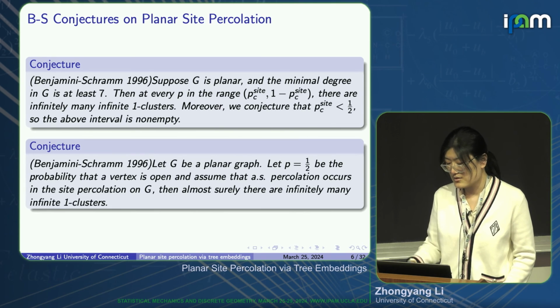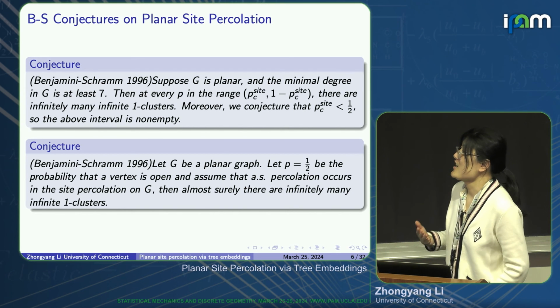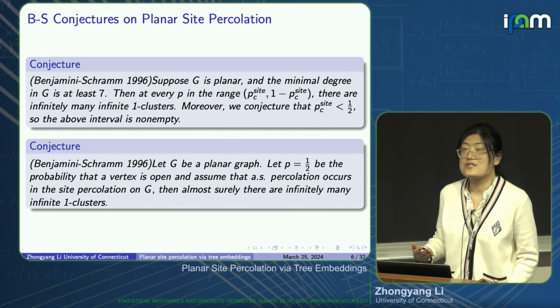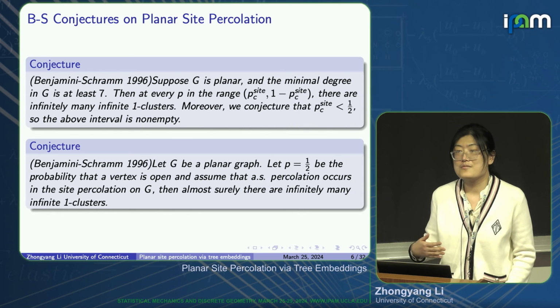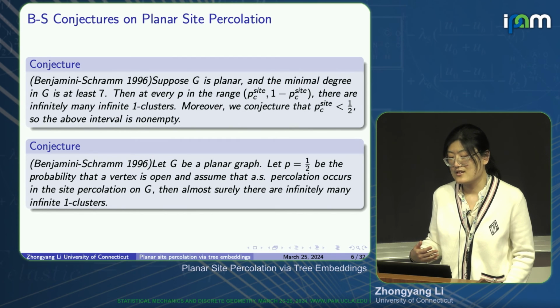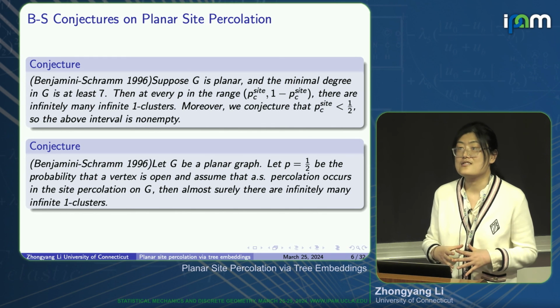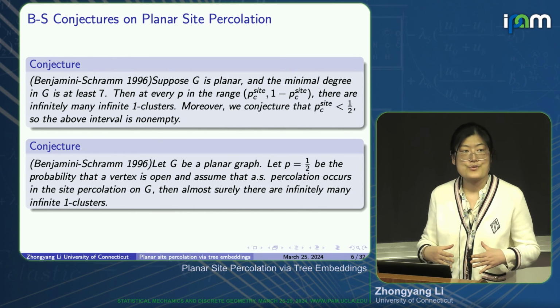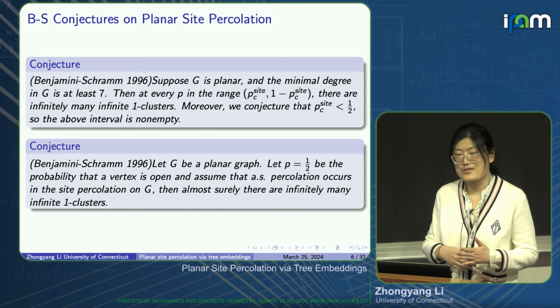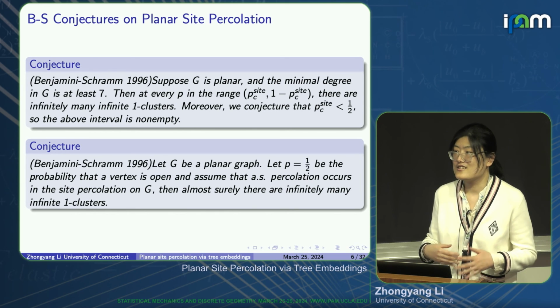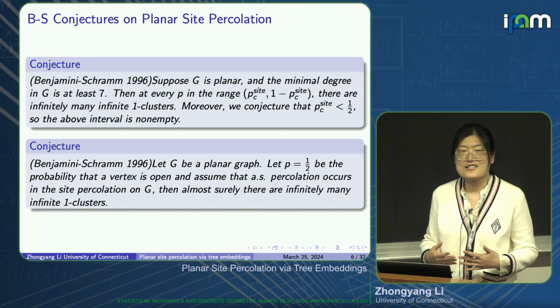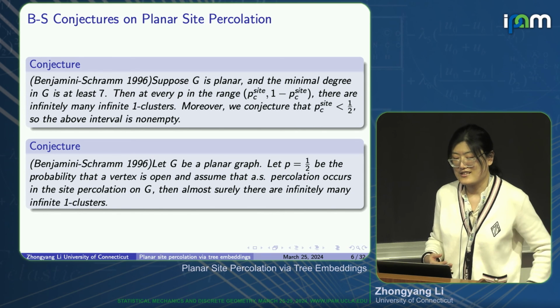These are two related conjectures in the same paper by Benjamini and Schramm. Those two conjectures also consider the existence of infinitely many infinite clusters. However, they do not assume quasi-transitivity. On the other hand, they assume planarity. A graph is planar means that it can be drawn in the plane, with vertices represented by points and edges represented by continuous curves, such that any two edges cannot intersect at a point which is not a vertex.